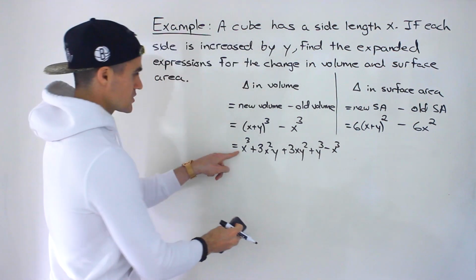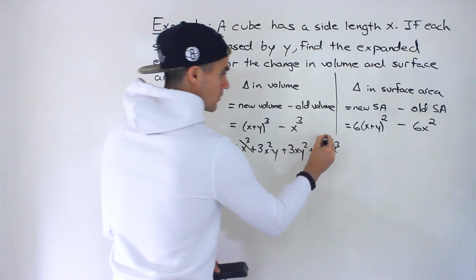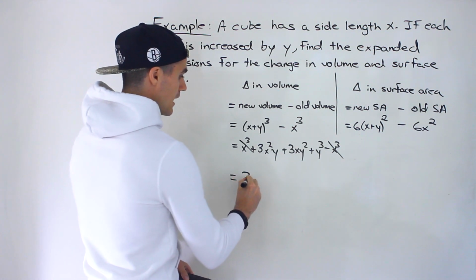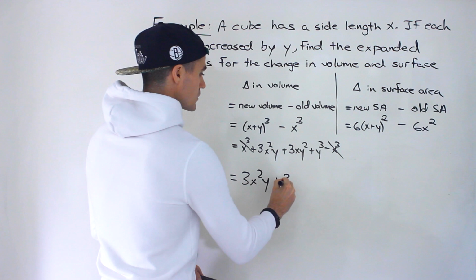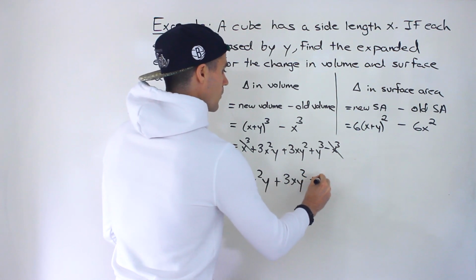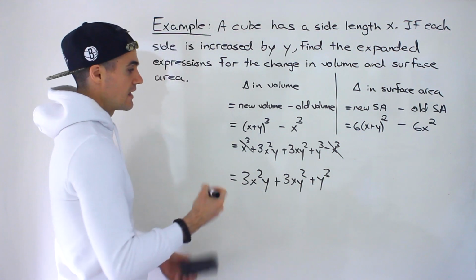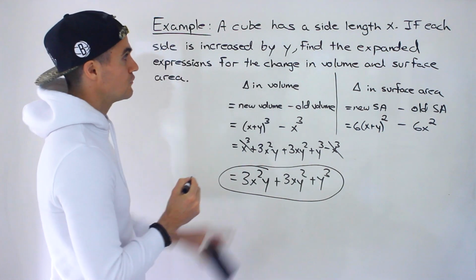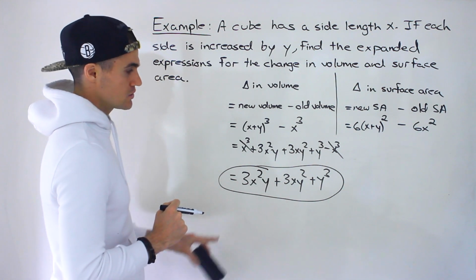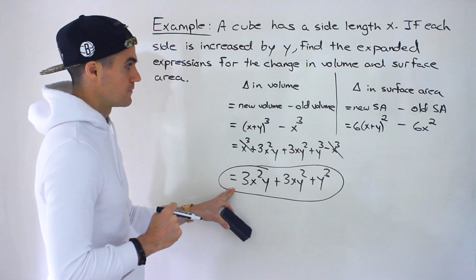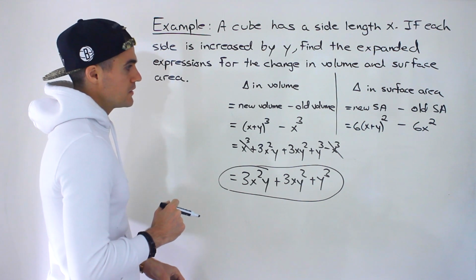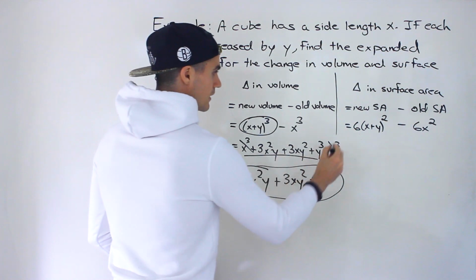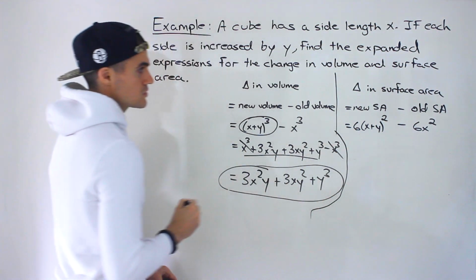And then notice x cubed minus x cubed, those go away right there. And so what we end up with is 3x squared y plus 3xy squared plus y to the power of 3. That is the final answer for the change in volume as an expanded expression. You can't simplify that any further. All right, so quite a bit of algebra just because of this part right here to get that. I feel like that was the most time-consuming thing.